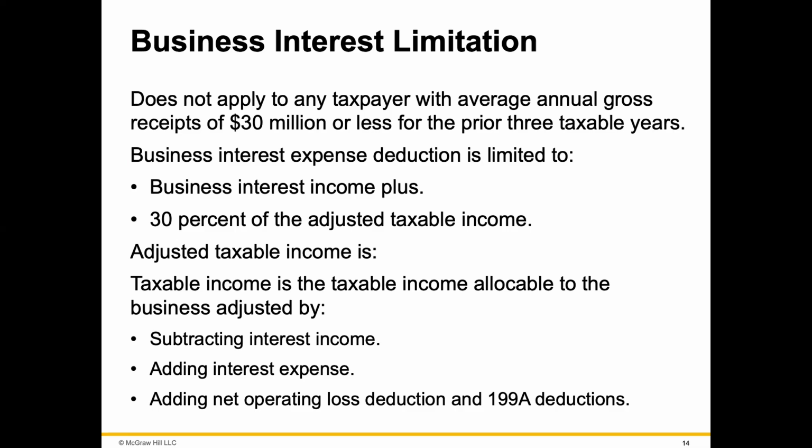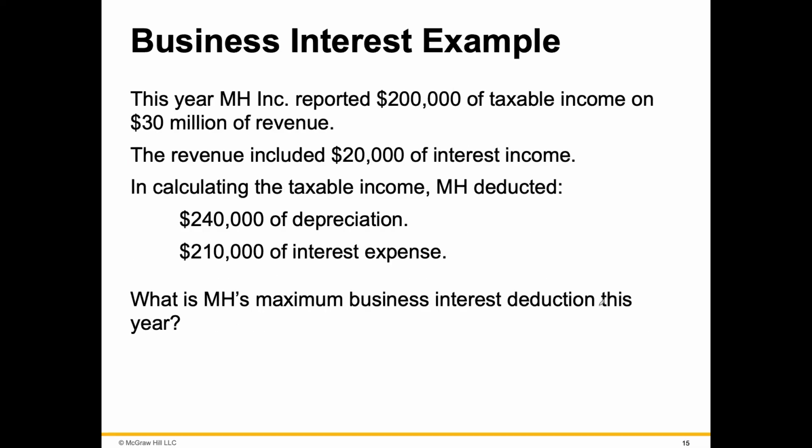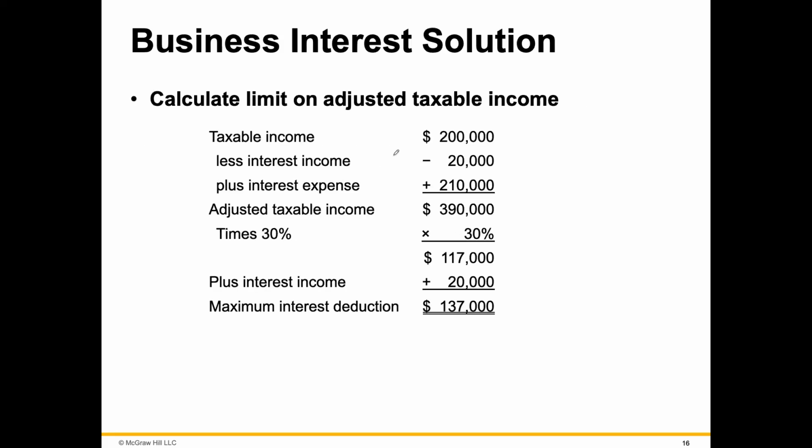So let's look at an example. This year, MH reported $200,000 of taxable income on $30 million of revenue. The revenue included $20,000 of interest income. In calculating the taxable income, MH deducted $240,000 of depreciation and $210,000 of interest expense. What is MH's maximum business interest deduction this year?